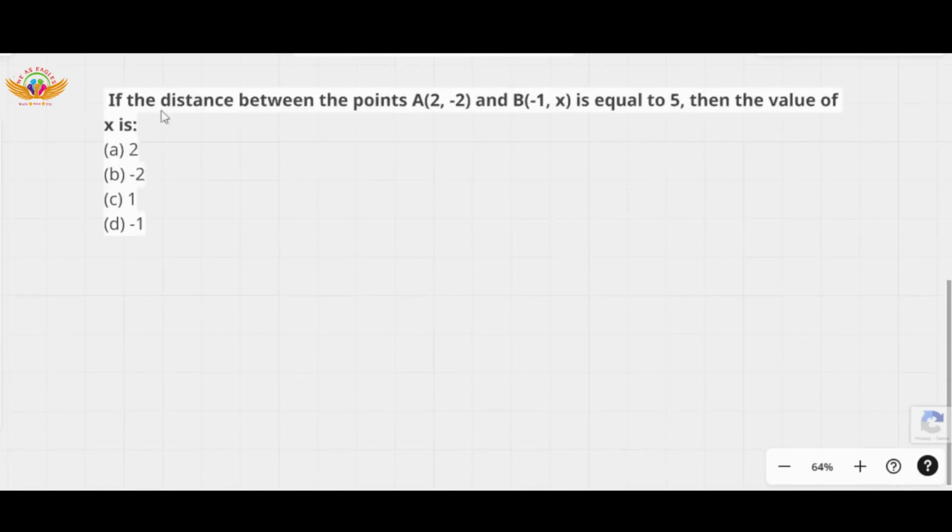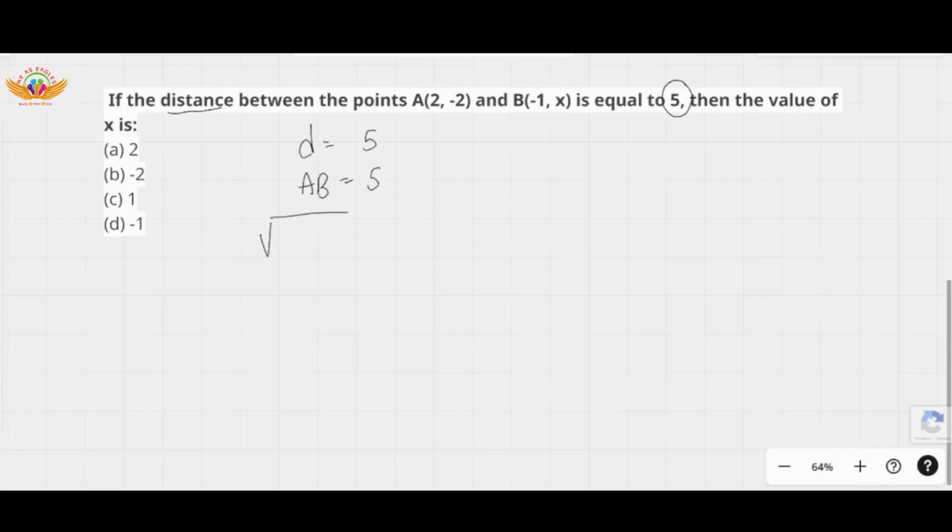If the distance between the points A (2, -2) and B (-1, x) is equal to 5, then the value of x is? So what they are telling, they directly gave the distance as 5. So the distance between A and B is equal to 5. So how much is the AB distance? 5. So what is the distance formula?